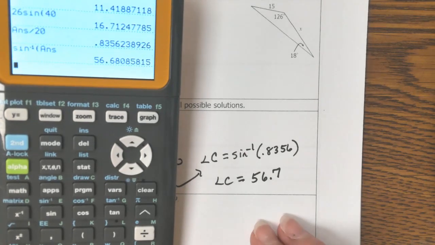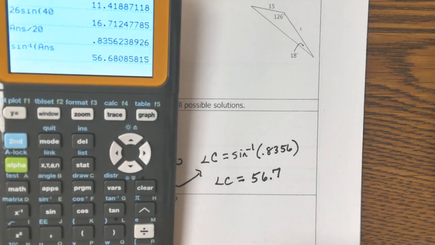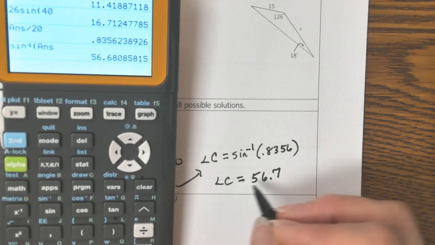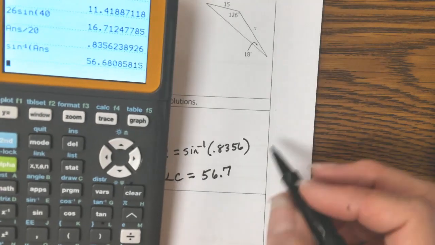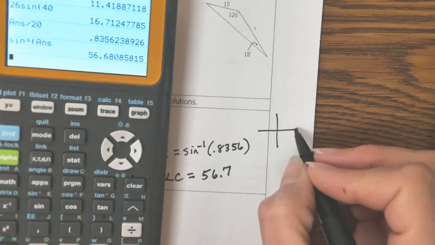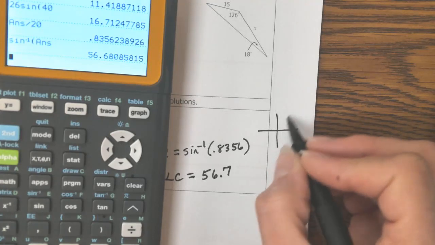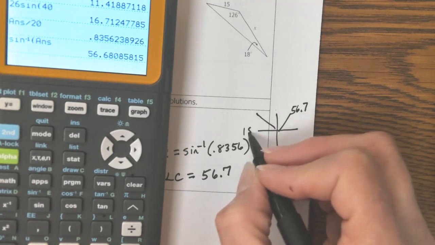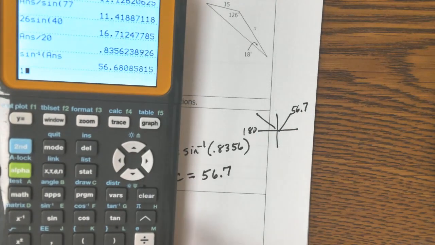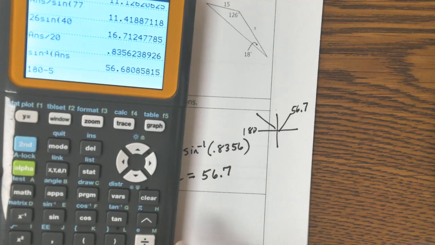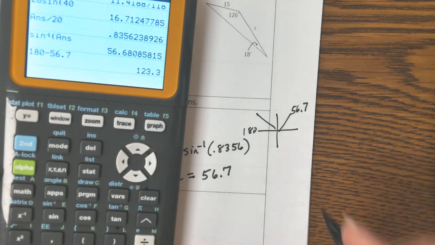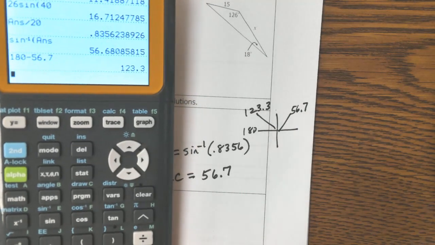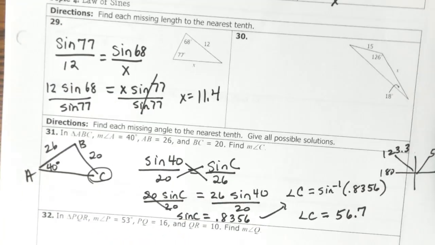They did also ask, is there another answer for this? Tell all possible solutions. Well, if you think about the 56.7 and the fact that that is an angle over here, we need to know what is it over there. So just take your 180 minus 56.7. You end up with 123.3. Now we've got to decide, can that 123 be possible in this triangle?